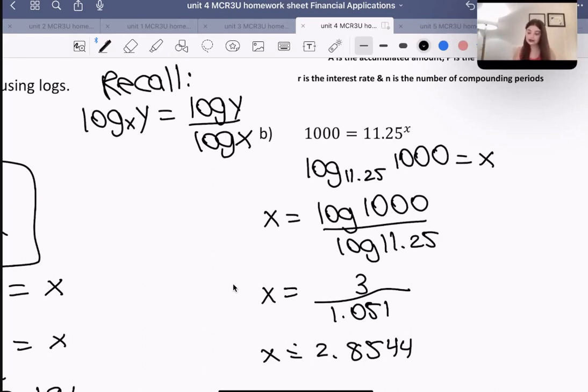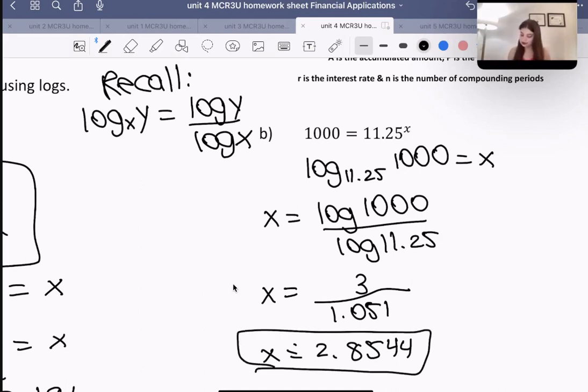So again, if I put into my calculator 11.25 to the power of 2.8544, I should get something very, very close to 1,000, right? Within a couple of points of 1,000. And I do, I get 1,000.94, which I guess is closer to 1,001, but still that is close enough that we have done the problem properly. And again, this is just a decimal approximation that should get us very, very close. This is our exact answer, right? Okay, very good.